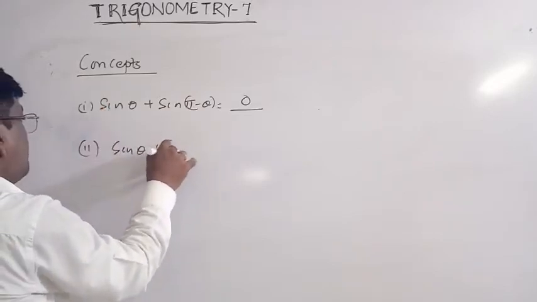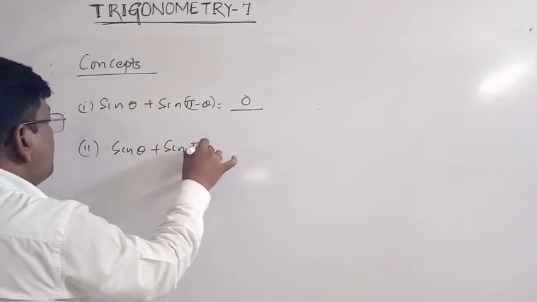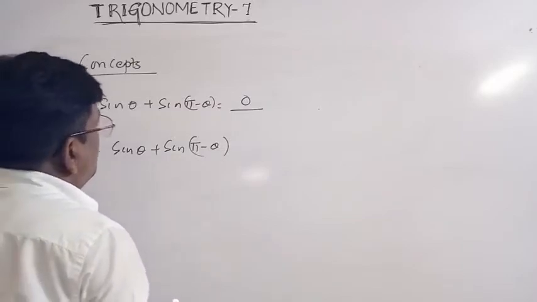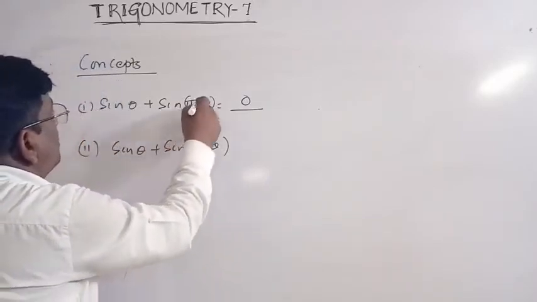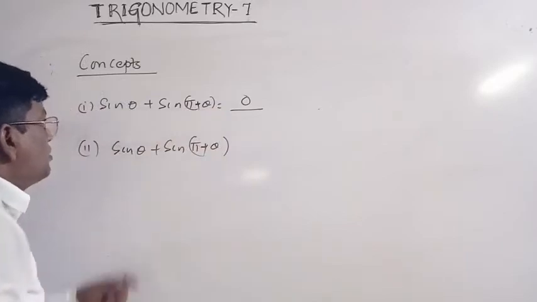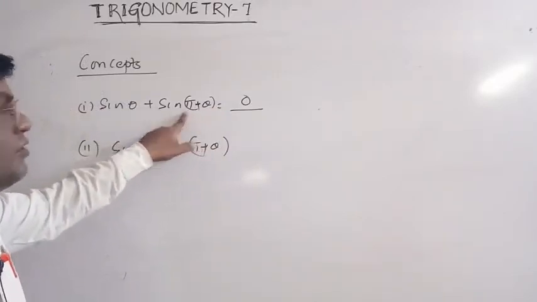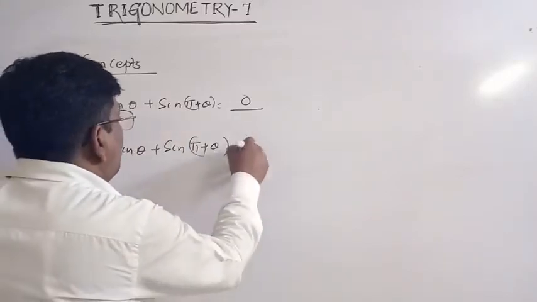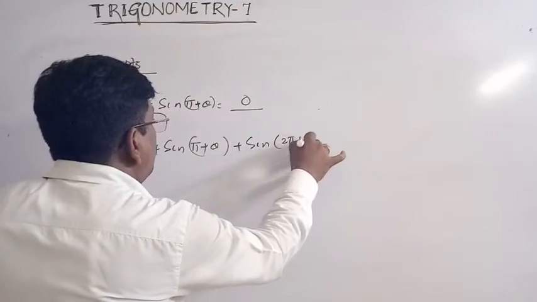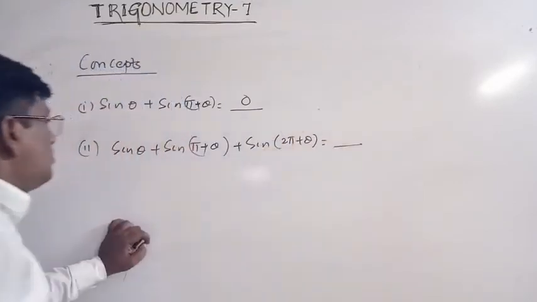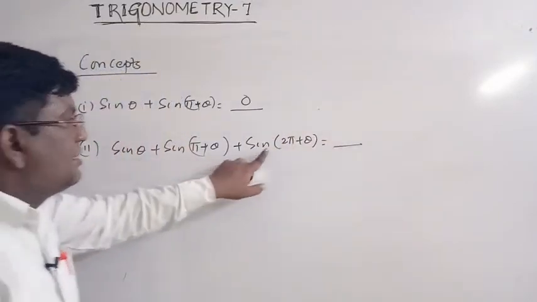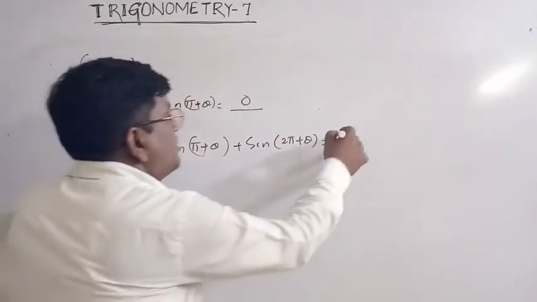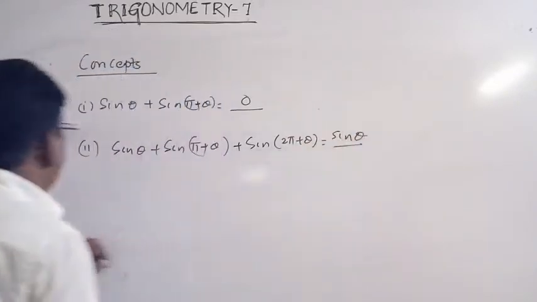Again, sin theta plus sin pi plus theta. Sorry, this question may be: sin theta plus sin of pi plus theta, which is minus sin theta. So plus sin theta minus sin theta is 0. Sin theta plus sin pi plus theta plus sin 2 pi plus theta is equal to what? This cancels, and this is sin 2 pi plus theta. 2 pi plus theta means first quadrant, so sin theta.